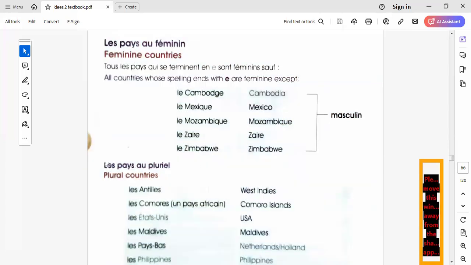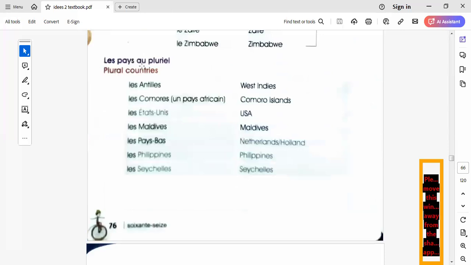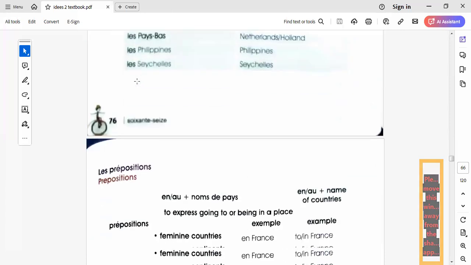Now, next is les pays au pluriel, plural countries. Here we have a list of plural countries that we have to keep in mind. According to masculine, feminine, and plural, we write the prepositions of places.